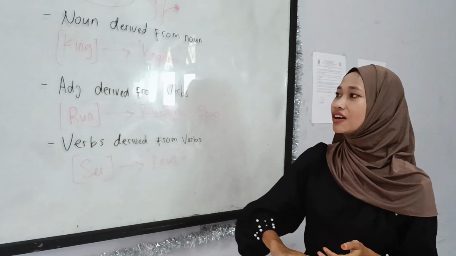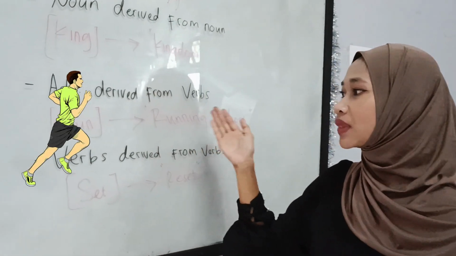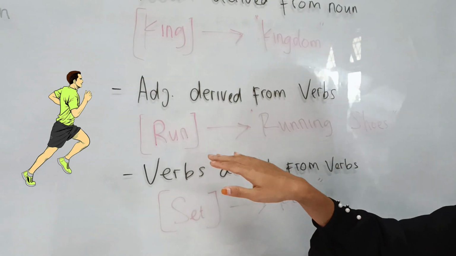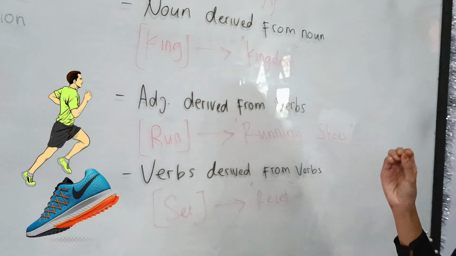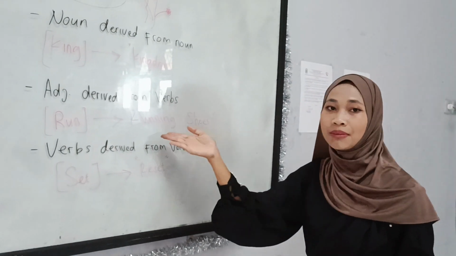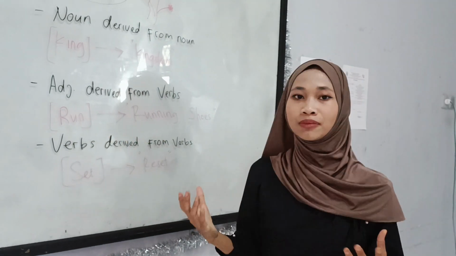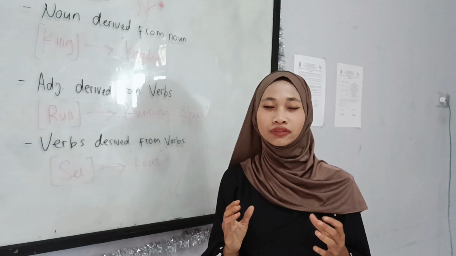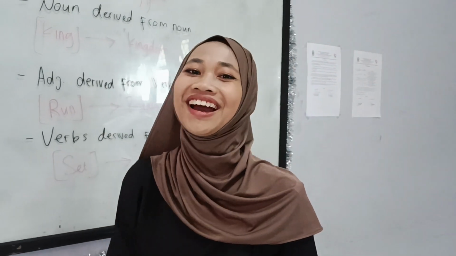And then the fourth one is an adjective derived from a verb. We have the word run, a verb, and it changes into running shoes. It becomes an adjective, because run is a verb and running shoes is an adjective, since running shoes is some type of shoes, like running shoes, swimming shoes, I don't know.